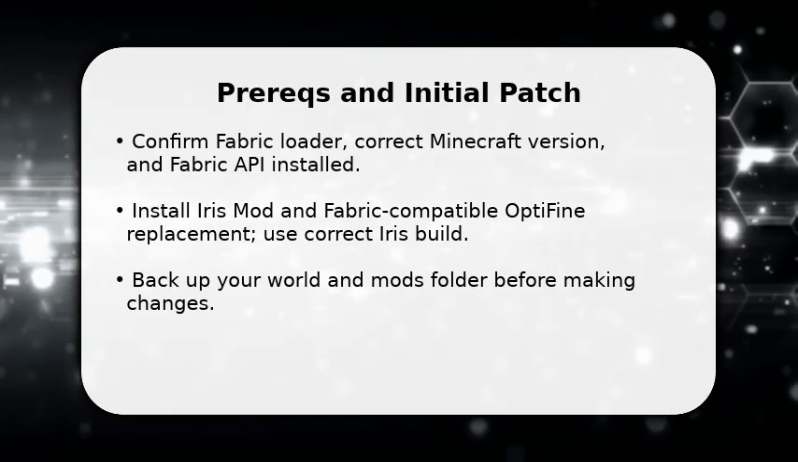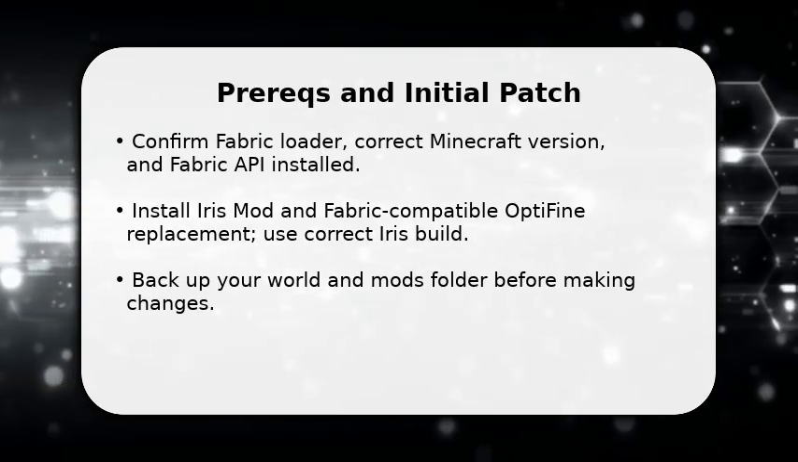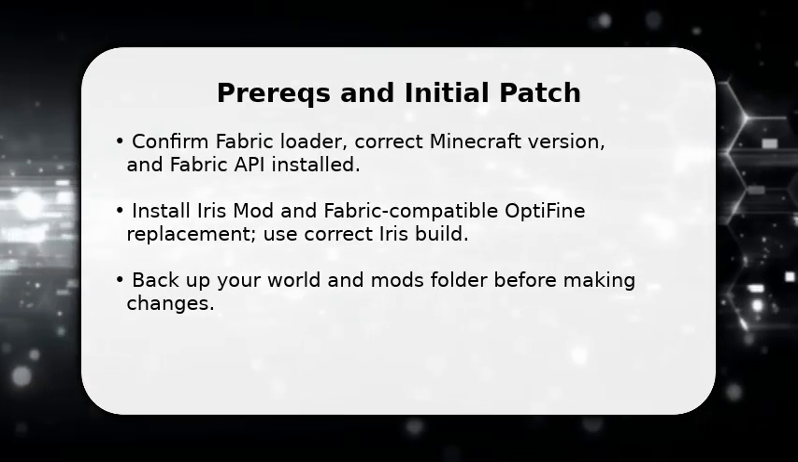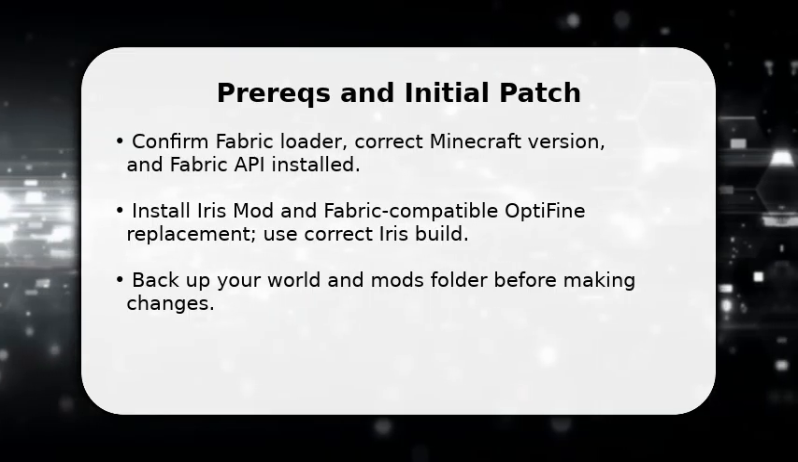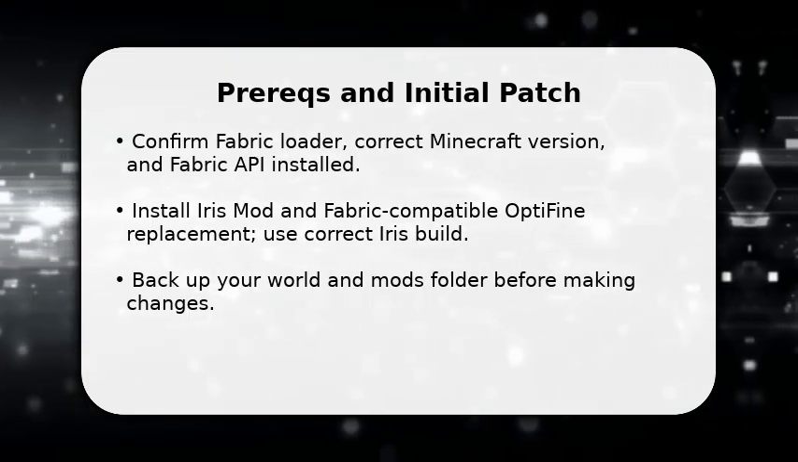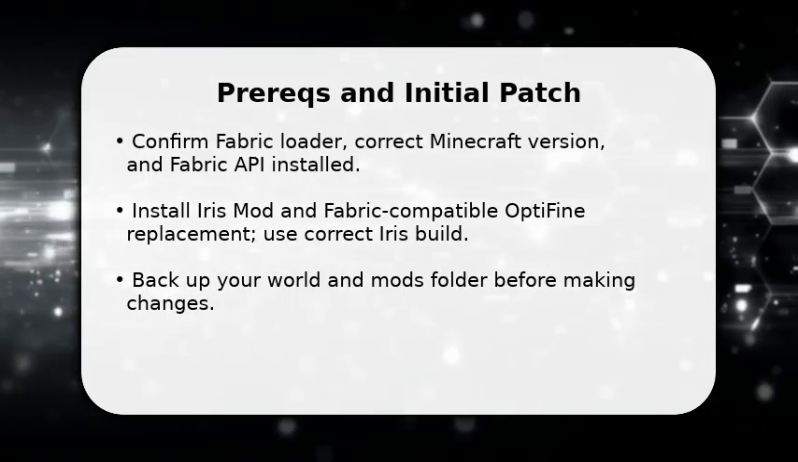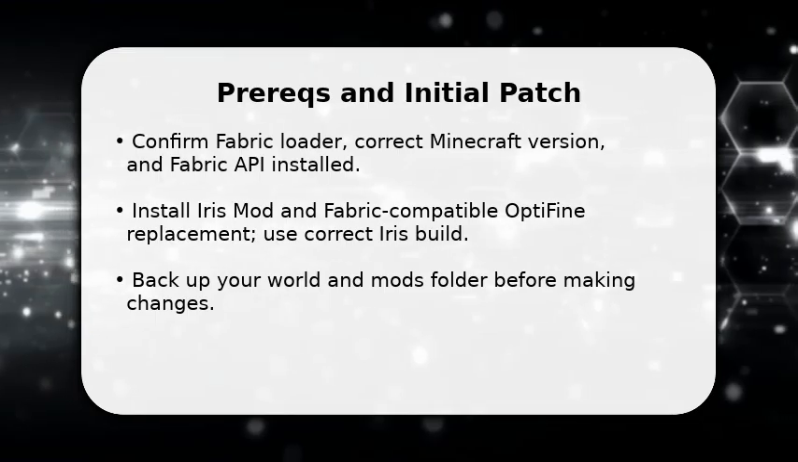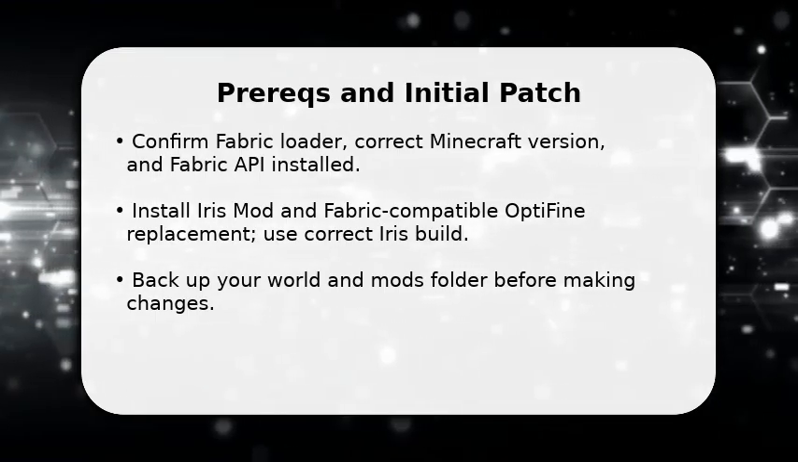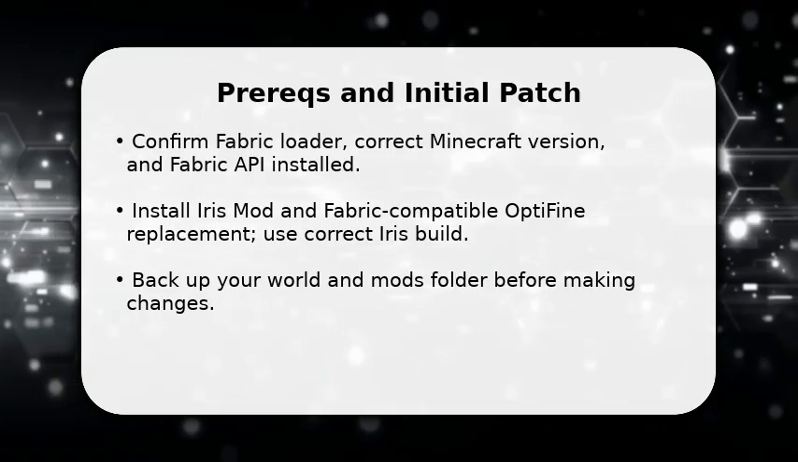You start by ensuring Fabric Loader and Fabric API match the Minecraft version. This prevents immediate conflicts. Once done, place Iris into the mods folder alongside Fabric API. Iris replaces the need for Optifine. Make sure you pick the Fabric build of Iris that corresponds to your GPU and Minecraft version.